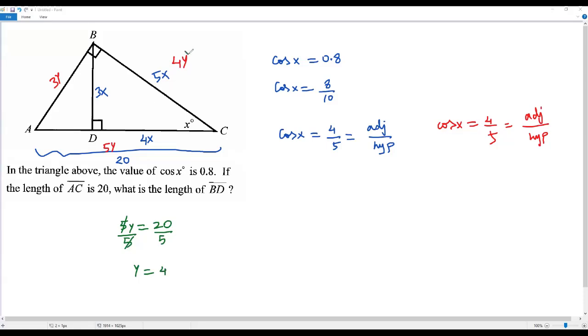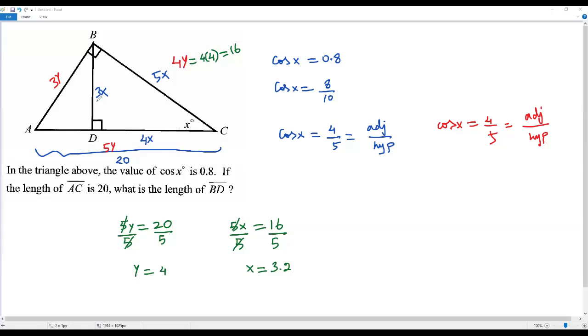Now I got the value of y, that is 4. Now I can plug in y equals 4 over here. When I plug in y equals 4, I get 4 times 4, which is 16. Now I got the length of BC as 16, but already I got the length of BC in terms of x, that is 5x. So 5x and 16 both represent the length of BC, that is 5x equals 16. Now we can divide both sides by 5 to solve for x. When I divide both sides by 5, the 5 cancels, and I get x equals 3.2 when I divide 16 by 5.